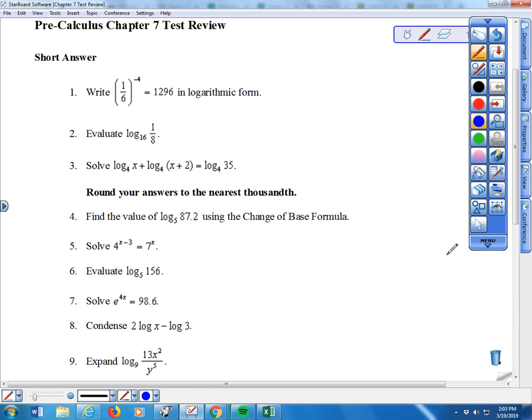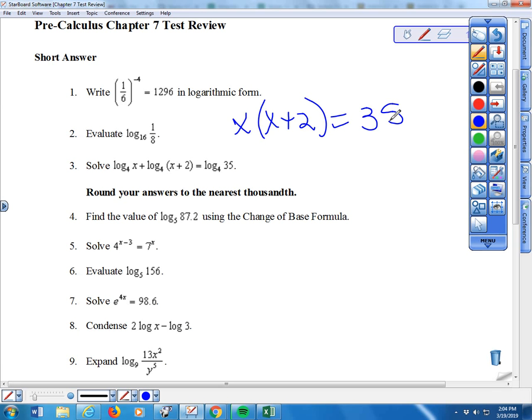Next one, I have an equation where I'm adding logs of the same base. So to do this, I'm going to multiply these together, and I can drop the logs then. All right, everybody see that? See why I dropped the log?